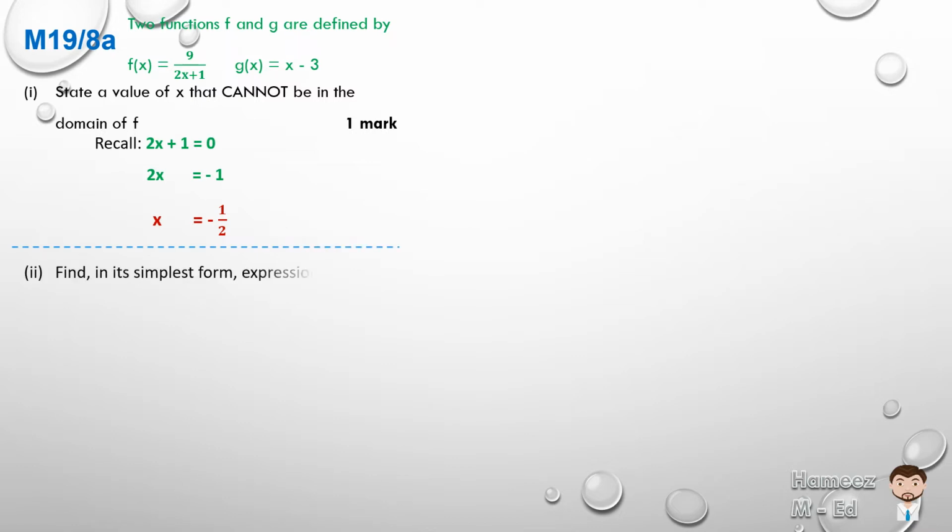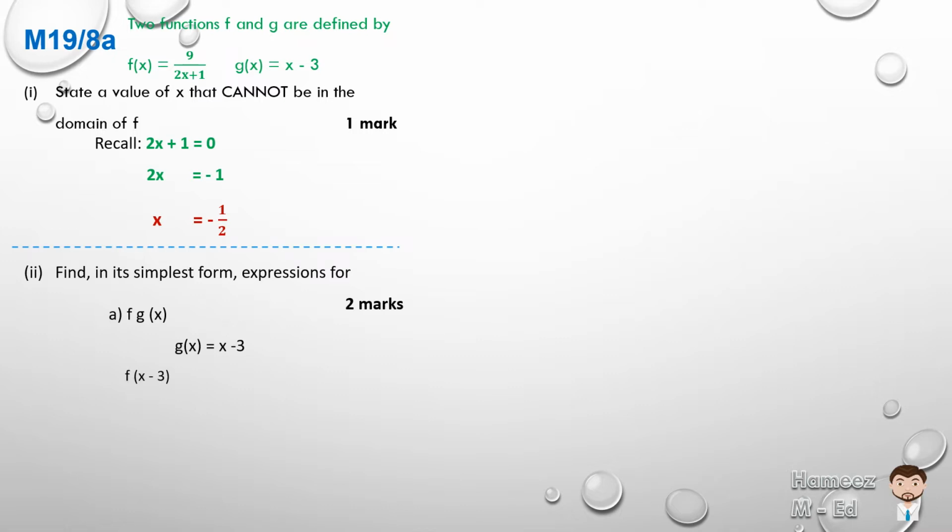Part 2. Find, in its simplest form, expressions for part A, fg of x. So if we're looking at this composite function, the first function we should look at is the function closest to x, which is g of x. So let's rewrite that. g of x is equal to x minus 3. So now we can replace g of x in the composite function by x minus 3. So we can write f of x minus 3.